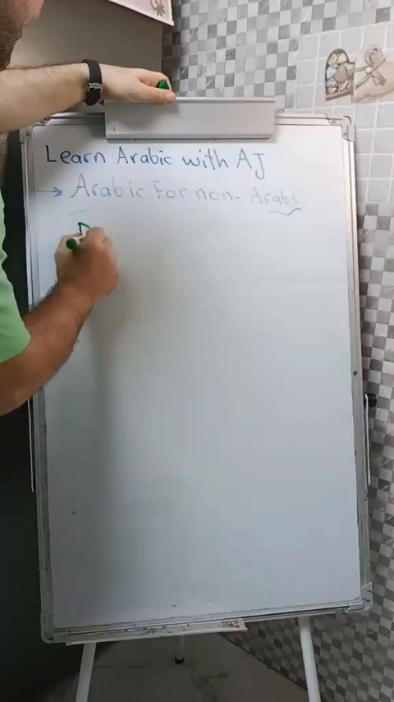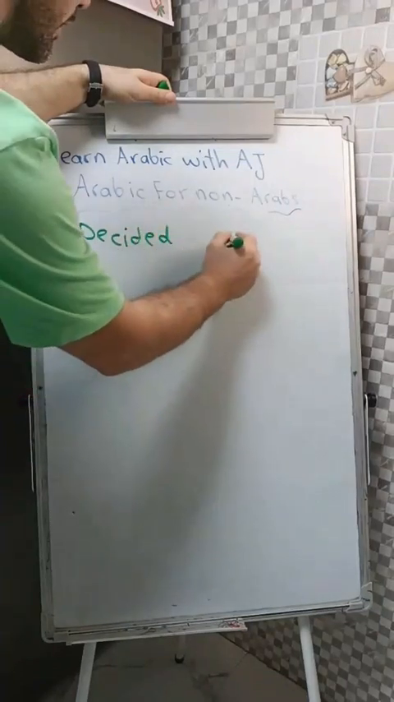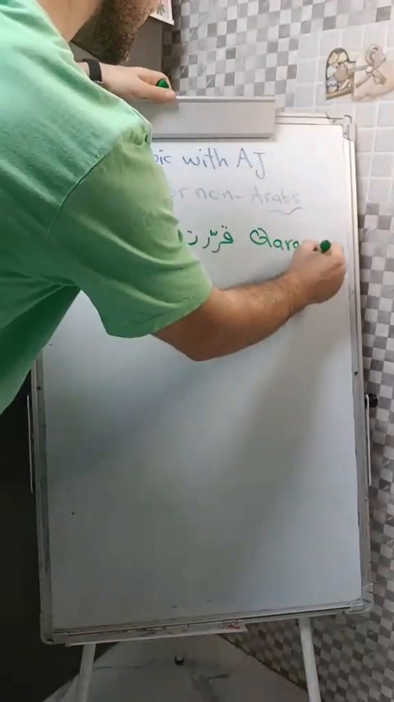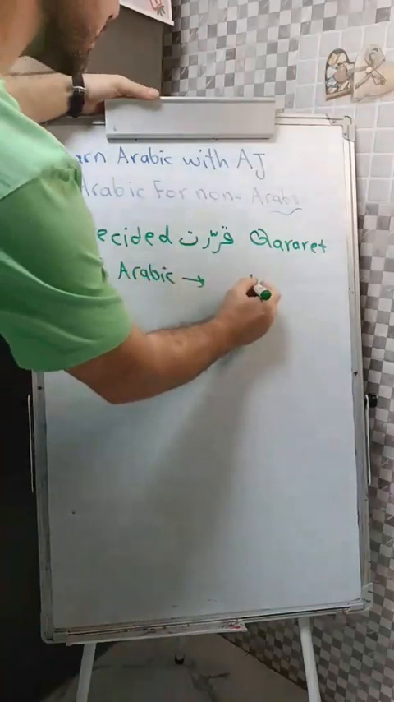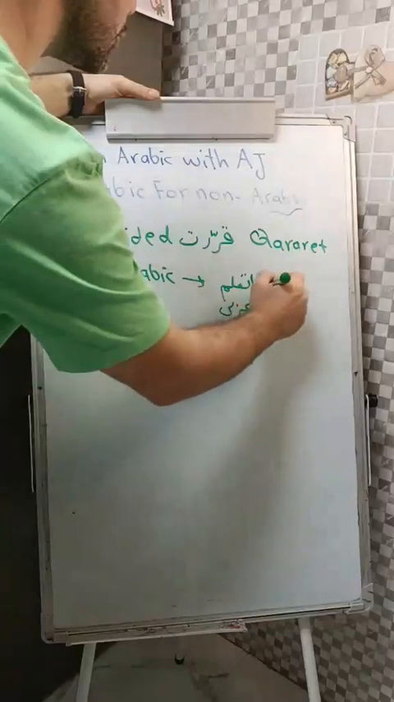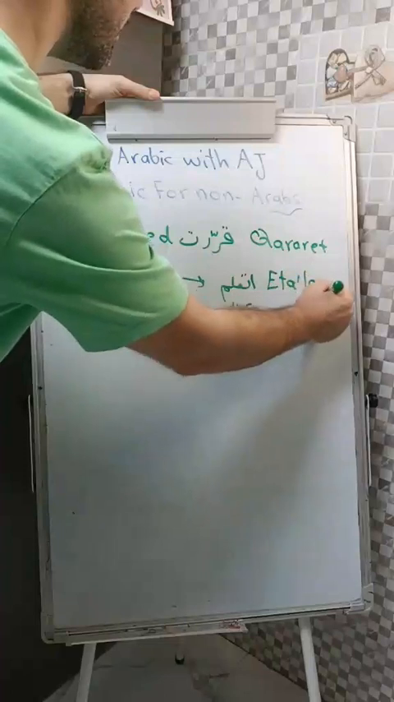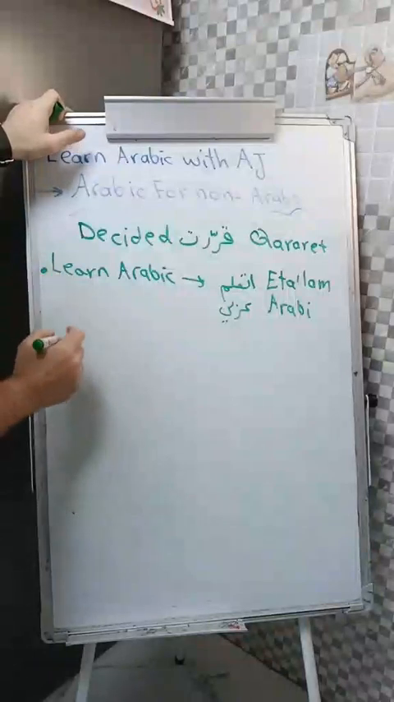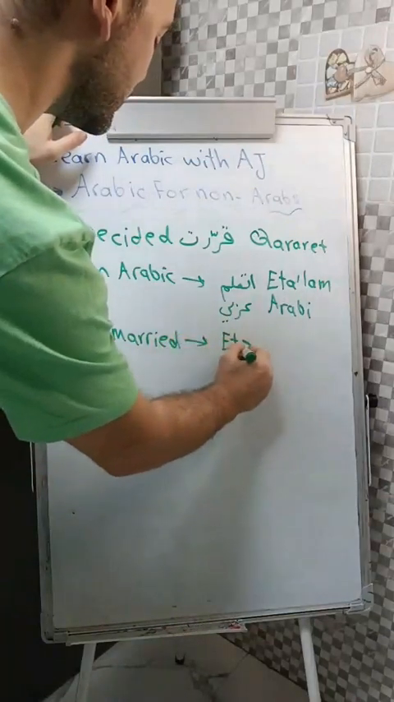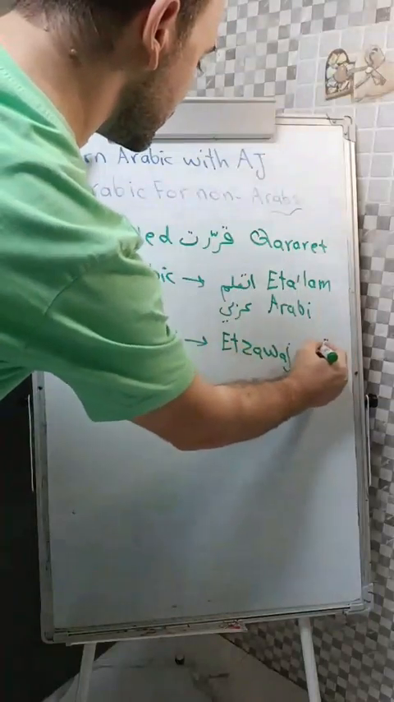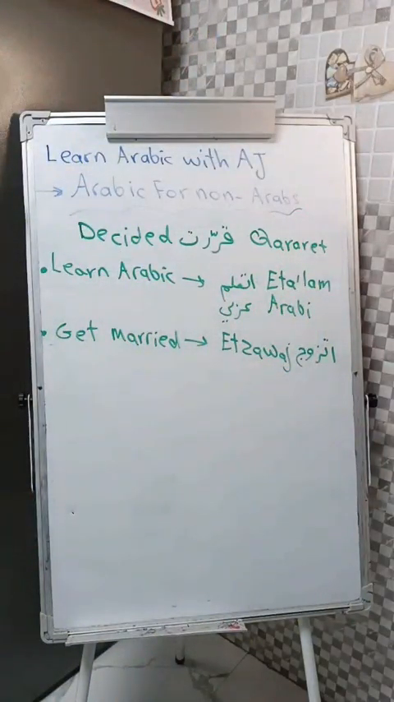قررت ما أحكي معك, I decided not to talk with you. Okay, so decided, I'm gonna make my handwriting a little bit smaller. قررت. Okay, let's say learn Arabic. I say قررت اتعلم عربي, I decided to learn Arabic. Another decision, قررت, to get married. قررت اتزوج, I decided to get married. Yes. قررت سافر, I decided to travel.